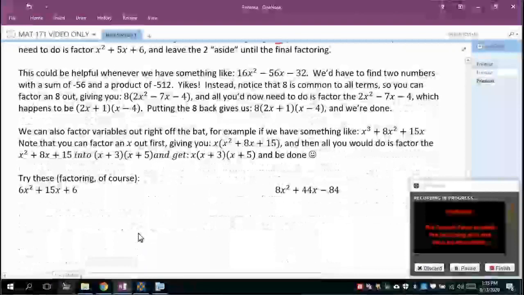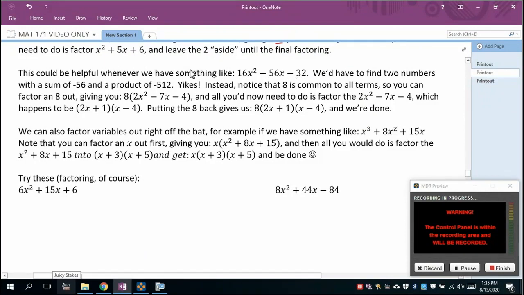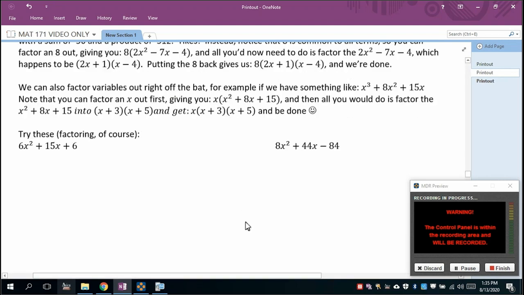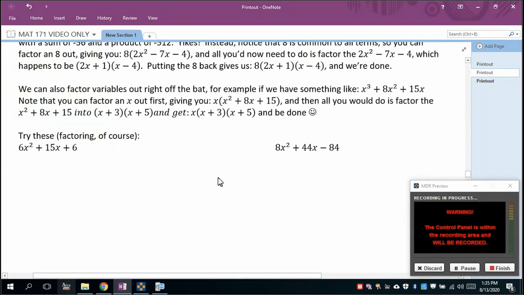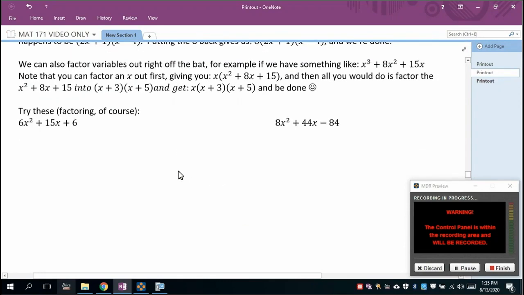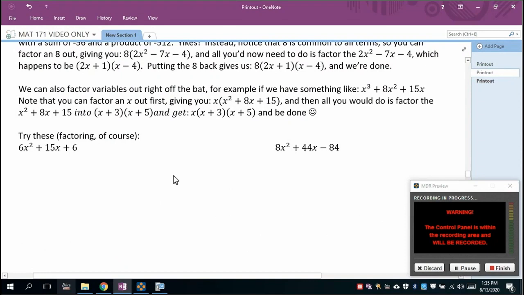Now, if I wanted to factor something like this, we'd have to find two numbers with a sum of negative 56 and a product of negative 512. Ugh. But 8 is common to all terms, and it's obvious all the numbers are even, so you could factor a 2 out. You could just keep factoring 2s out, but ultimately, you would be factoring an 8 out of it. And you can even factor variables right off the bat, too. So, we're going to see how that works here.